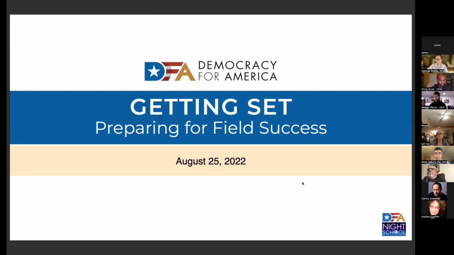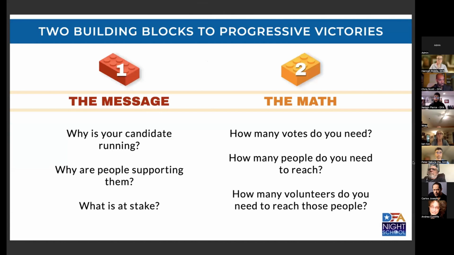As we talk about preparing for field success, looking at what's been happening this year in the field as we've been out there, this topic seemed like it was the most important for us to talk about, especially as we have been seeing so much money that's been poured into campaigns and people trying to figure out how to combat it. We really believe at DFA that field is the way to do that.